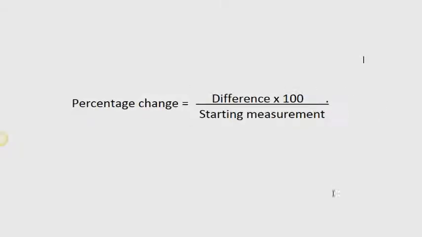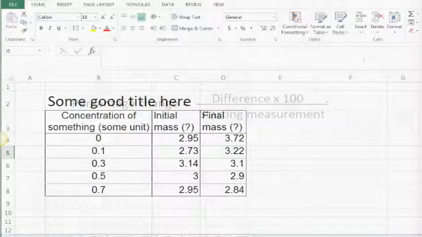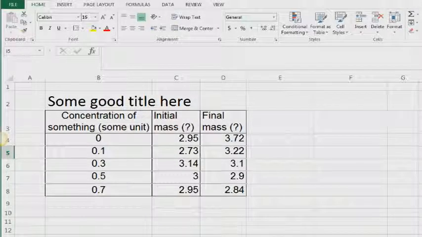Now let's look at an example of using this. Here is some data from an investigation my class just carried out. You can see there's initial masses and there's final masses. Obviously we need units here.